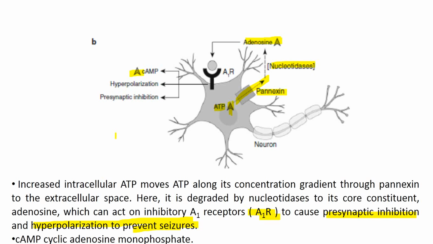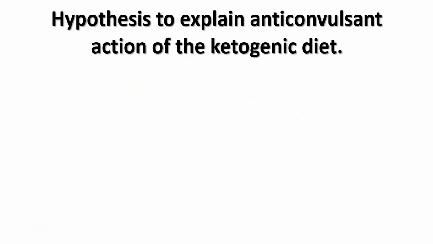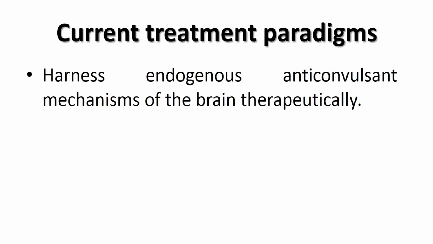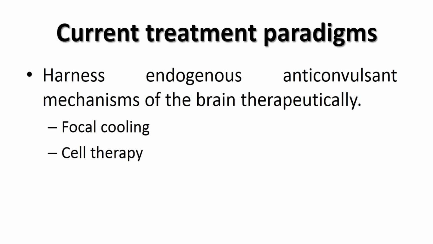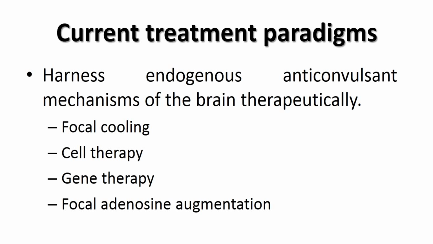There are certain current treatment paradigms that we will also see. Some of the current treatment paradigms harness endogenous anticonvulsant mechanisms of the brain therapeutically. Some of these are focal cooling of the area which generates seizures, cell therapy, gene therapy, and focal adenosine augmentation. This is a very promising area. You locally increase the adenosine concentration in the epileptogenic areas which are responsible for seizures.